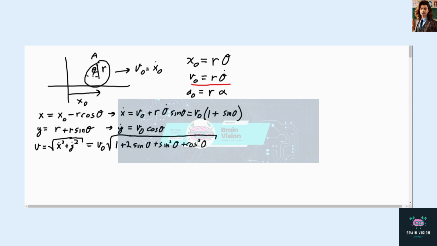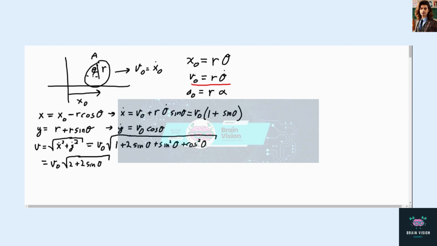Well, we know that sine squared plus cosine squared is just 1, so this simplifies quite a bit to just v0 times the square root of 2 plus 2 times the sine of theta for our velocity.